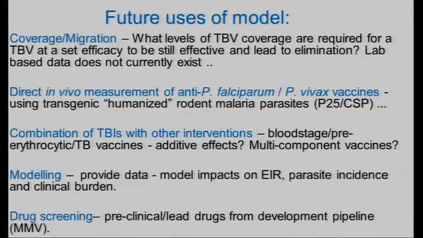If you choose the model, we're particularly interested in looking at coverage. All of these outputs assume 100% coverage. That's how we've used the model so far. We can actually look at different levels of coverage and see what efficacies we need. We're also looking at humanized transgenic parasites, looking at combinations of TBVs with other interventions. We get a lot of data to give to modeling, and of course we can use drug screening as well.